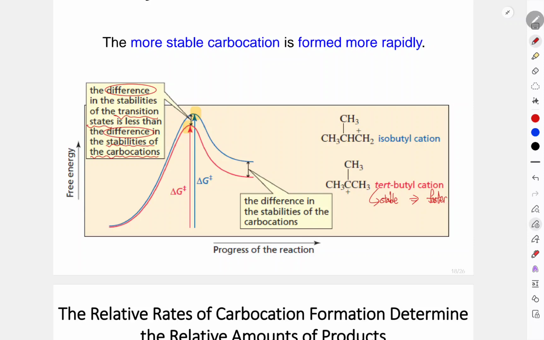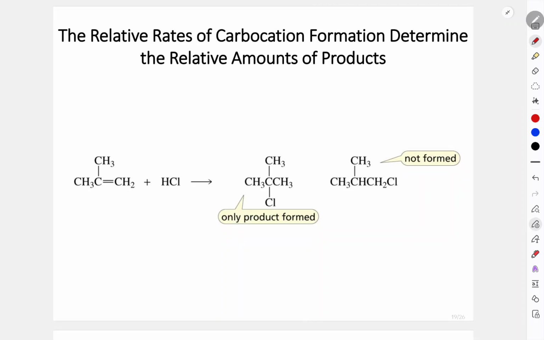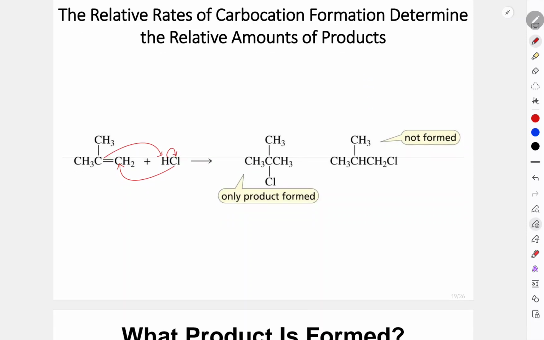So that's why the more stable cation is formed more rapidly. The relative rates of carbocation formation determine the relative amount of product. So again, for the same substrate, we have a choice of proton addition. First to this C1, and carbocation is formed there. A tertiary carbocation is formed there, and chloride adds. That is the only product, because of what we rationalized thus far.